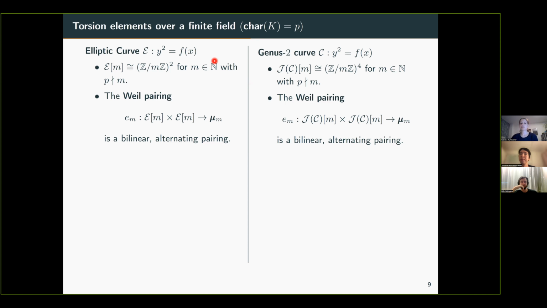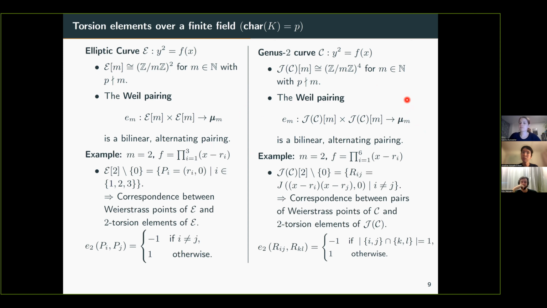And if we go to the Jacobian of a genus 2 curve, somehow, we increase the dimension, and this also increases the dimension, or the rank, of this torsion group. And here we actually find that the M torsion is isomorphic to Z mod MZ to the power 4. There's not much of a difference. So for both of these objects, we have a Weil pairing, which is a bilinear alternating pairing going to the M-th roots of unity.